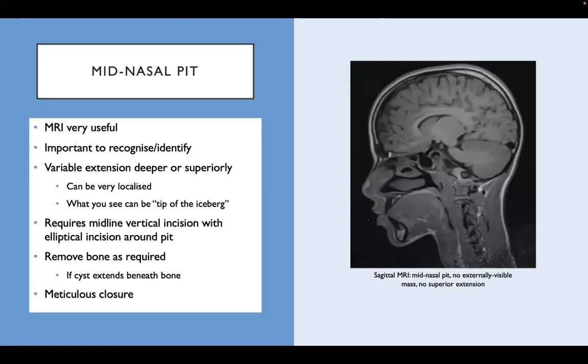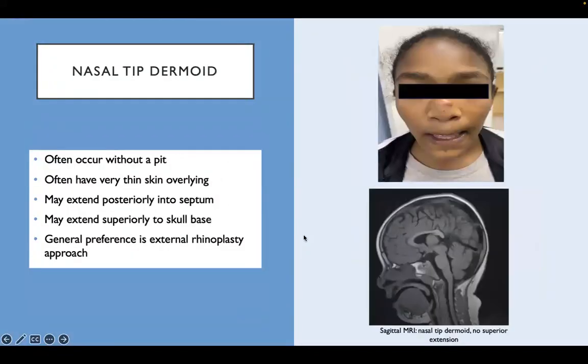You're operating on kids generally, and so you want to give them the best type of cosmetic outcome. This image alongside is a sagittal MRI. It shows a mid-nasal pit. There was no externally visible mass on this particular patient, and you can see there's no superior or deeper extension.